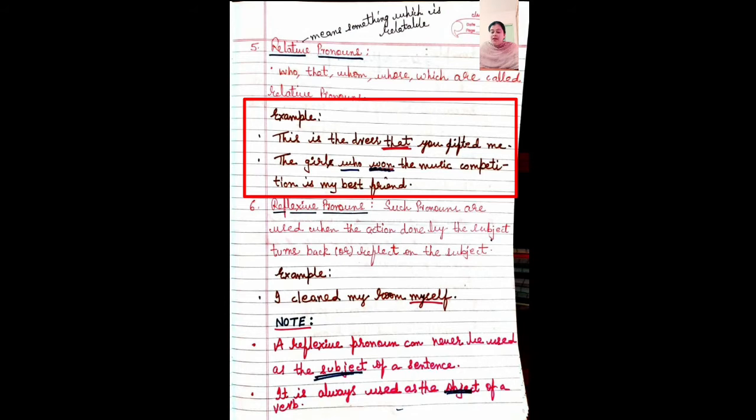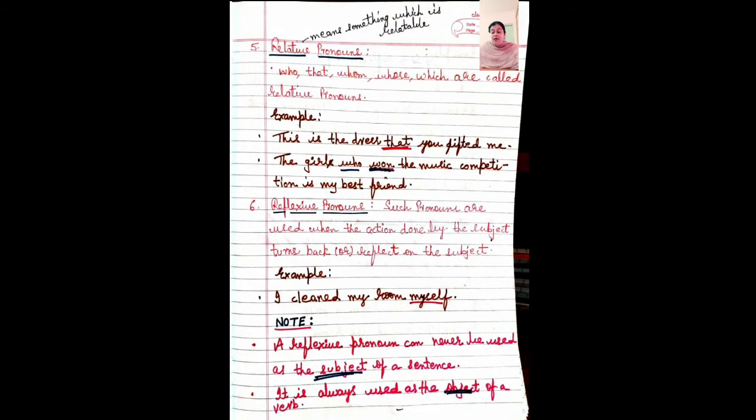Example. This is the dress that you gifted me. Suppose I went into a party and I have seen my friend wearing a beautiful gown or dress. Then I will just appreciate my friend. Oh, what a beautiful dress you are wearing. Then my friend will turn back to me and tell, hey, this is the dress that you gifted me. What is the pronoun here? That. Okay, student. This is the dress that you gifted me. So the pronoun here is that.